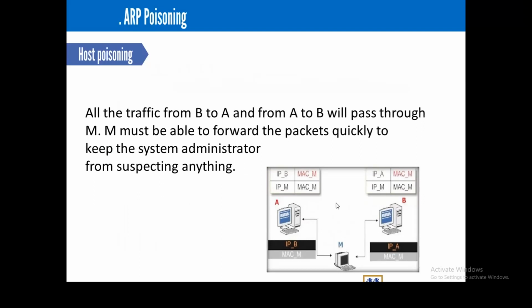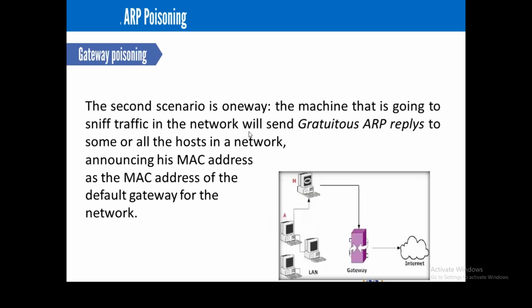So all the traffic from B to A and from A to B will pass through this man in the middle. He must be able to forward the packet quickly to keep the system administrator from suspecting. So this guy sits in the middle, sniffs and captures the packet, modifies the packet, and quickly sends it before the other person gets to know.